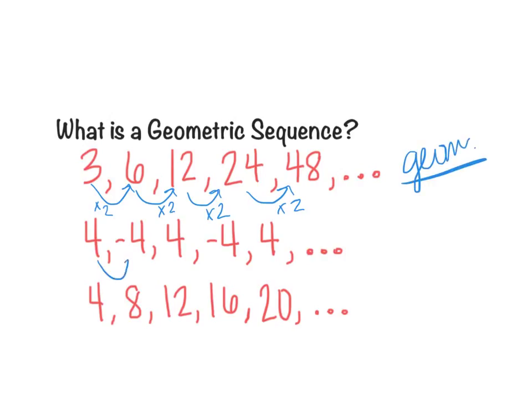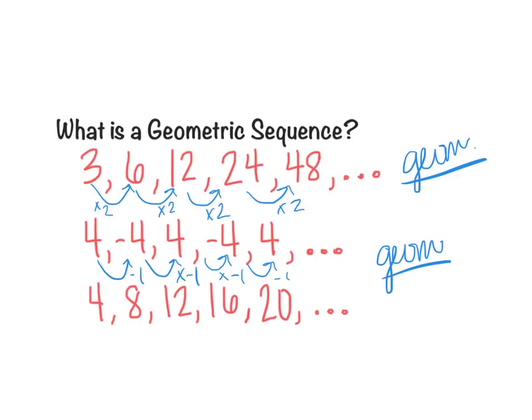To go from 4 to negative 4, you multiply by negative 1. From negative 4 to 4, you multiply by negative 1. So each time you're multiplying by negative 1. So that's going to be a geometric sequence.